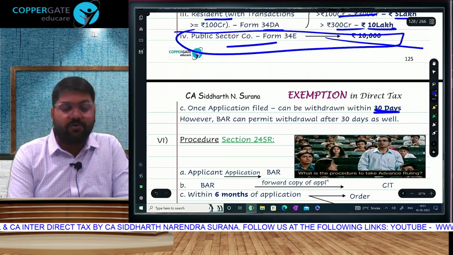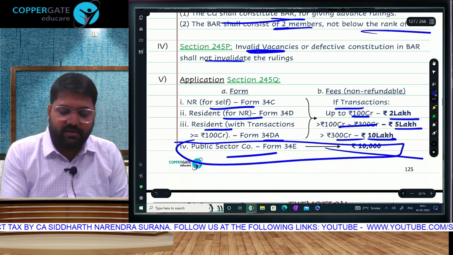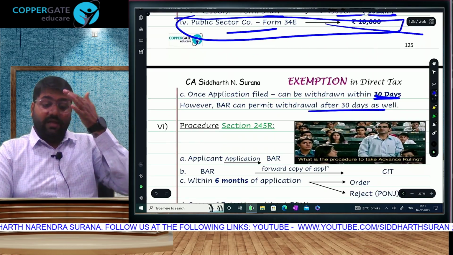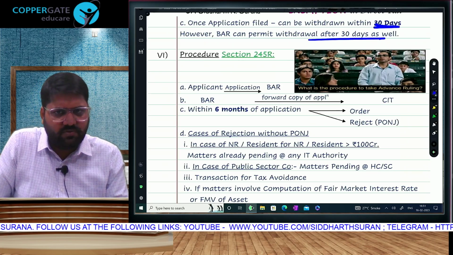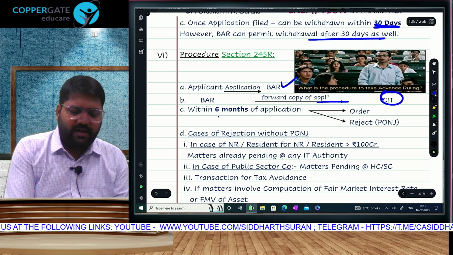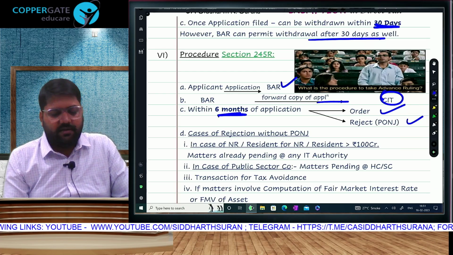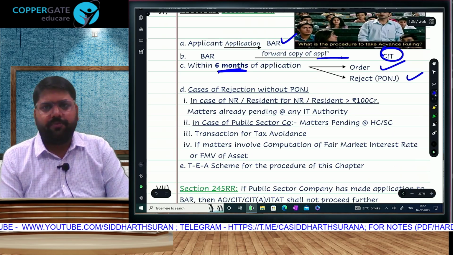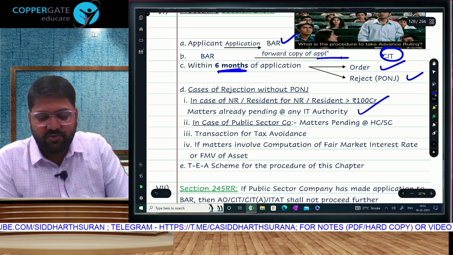An application once filed can be withdrawn within 30 days voluntarily, and beyond 30 days BAR can permit, and they will permit because the fee is non-refundable. So within 30 days based on the assessee's choice, and after 30 days if BAR permits. The procedure is very simple because until now the transaction itself is not done. You make an application, BAR will forward the application to the CIT, and within 6 months the BAR will either pass an order or reject. Before rejecting, obviously they will give you an opportunity of being heard, but sometimes it will be rejected without an opportunity of being heard. For example, for the first three applicants, if it is a pending matter, then it is not an advance ruling.